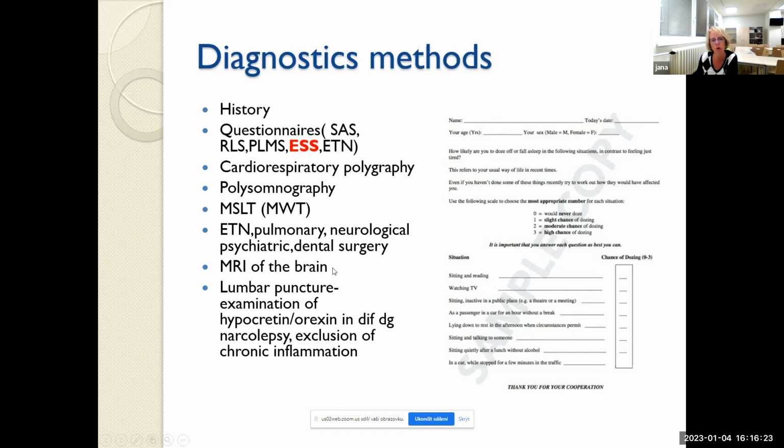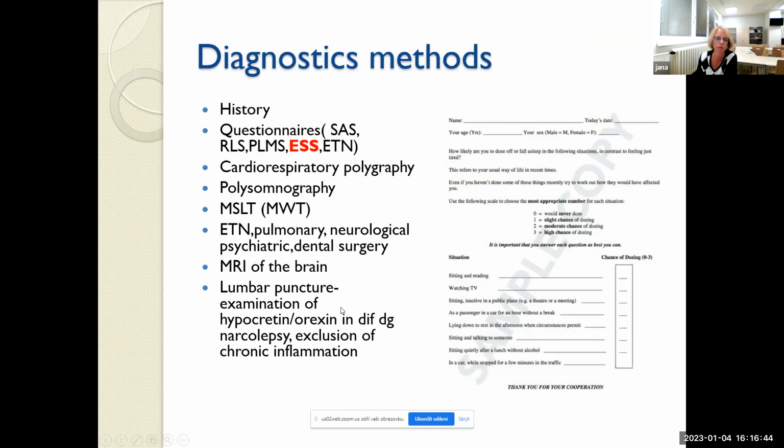Of course, we should know if the patient complains about fatigue, sleepiness, brain or sleep troubles. We should know the brain is otherwise fine, without any structural or progressive lesion and so on. So MRI scanning is also very much appreciated.